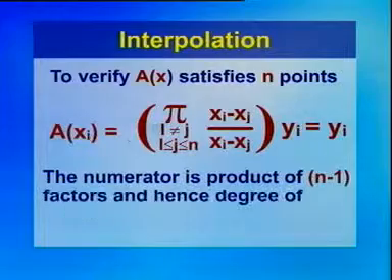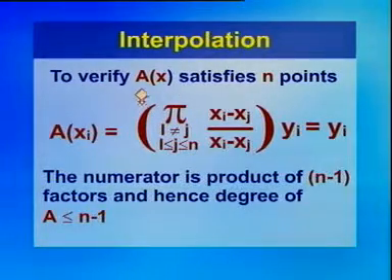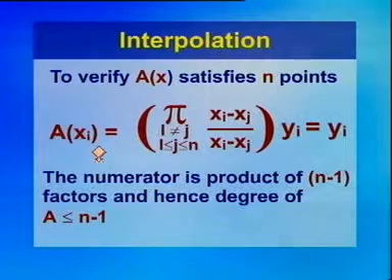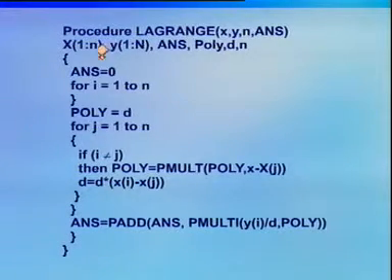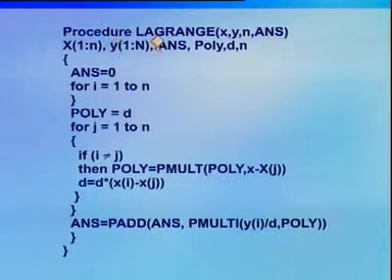To verify that the polynomial a of x will go through these end points, let us take a of xi is equal to pi of xi minus xj by xi minus xj whole into yi, that is equal to yi. The numerator is a product of n minus 1 factors, and hence degree of a is less than or equal to n minus 1. Also, we have given the procedure for Lagrange. It is also a simple procedure.